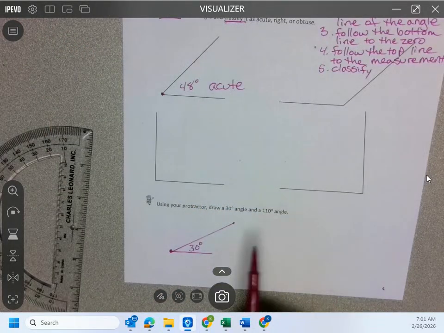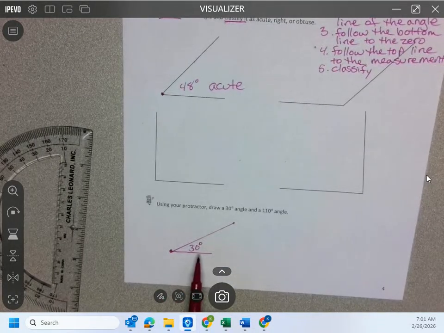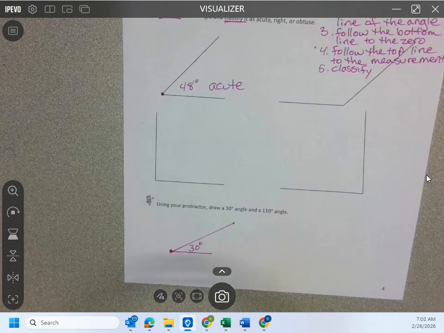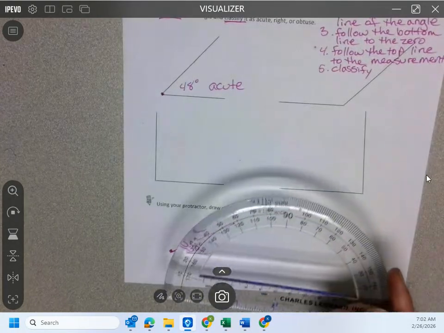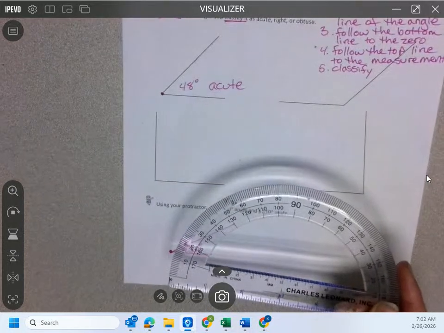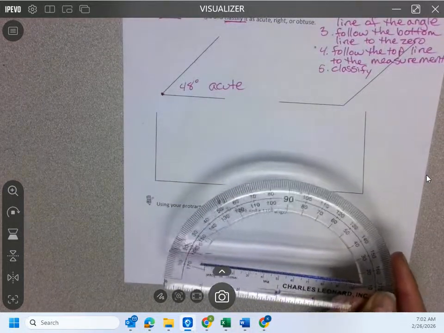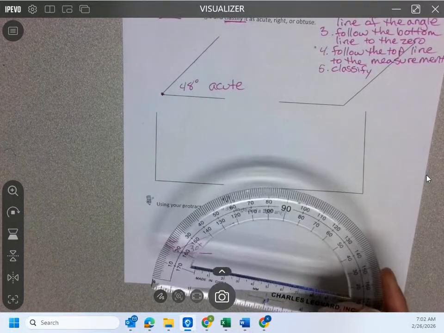Okay, so practice drawing that 30-degree angle. I showed you how to do it. Use that same knowledge to draw a 110-degree angle. It is okay to ask for help. A lot of times kids aren't totally comfortable using the protractor. So Mrs. Larson's going to be walking around making sure we're lining it up correctly.